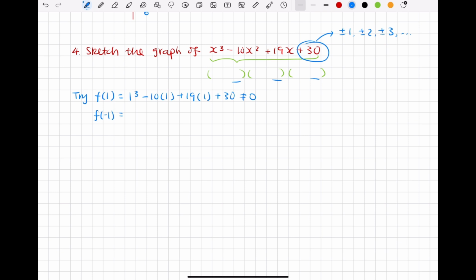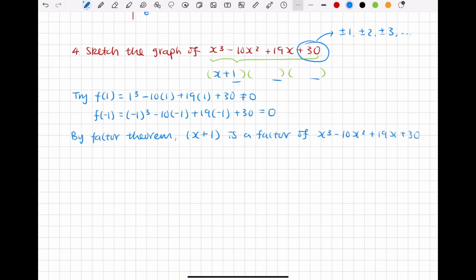If we try negative 1 cubed subtracted 10 times negative 1 plus 19 times negative 1 plus 30, that is 0. By the factor theorem, x plus 1 is a factor of this cubic equation. So we have found the first factor. What we need to do is to find the rest of them.